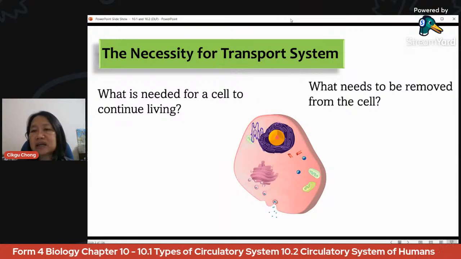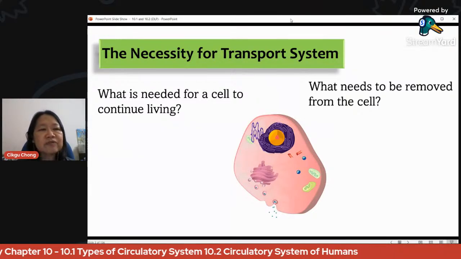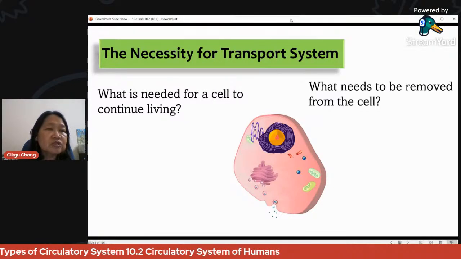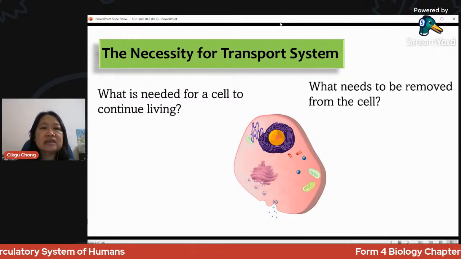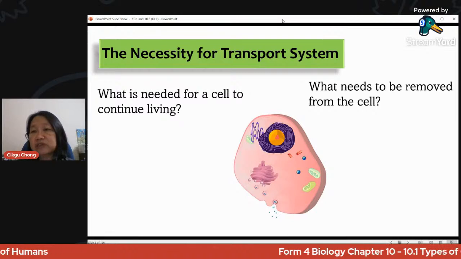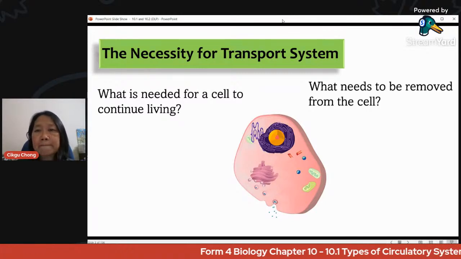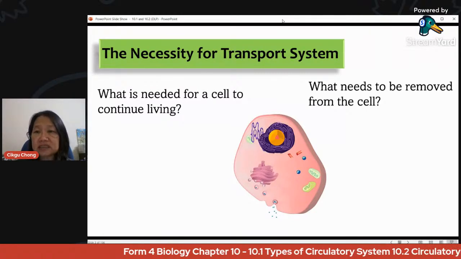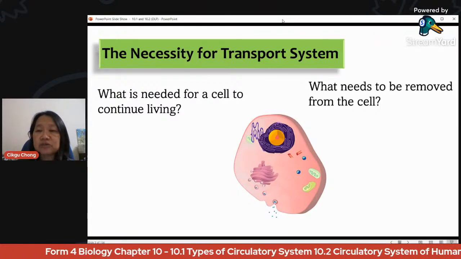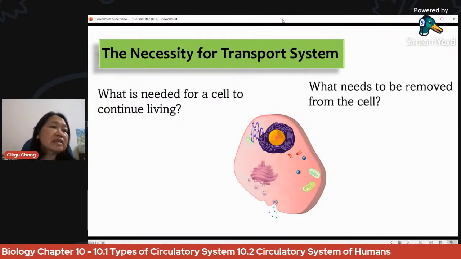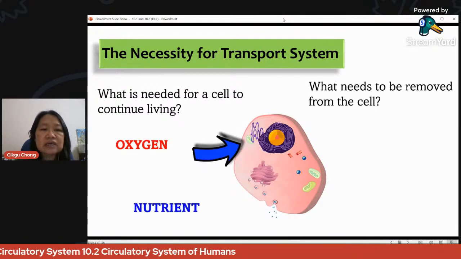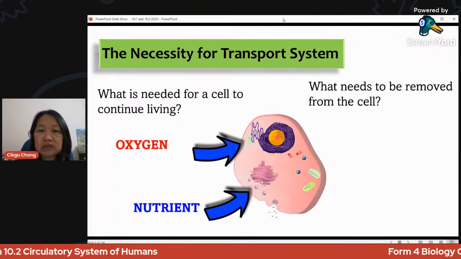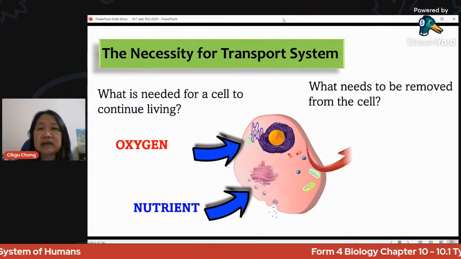Kenneth, can you answer this? What is needed for a cell to continue living? Not just your human cell, in fact any cell. What does it require in order to continue living? It must require some basic necessities, some important substances: nutrient and oxygen. Yes, very good, Kenneth. So it needs nutrient and oxygen. These are the two things that will keep the cell alive and fuel the cell.